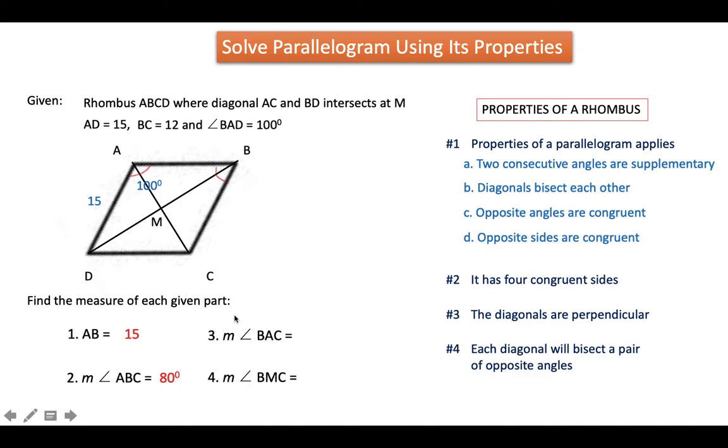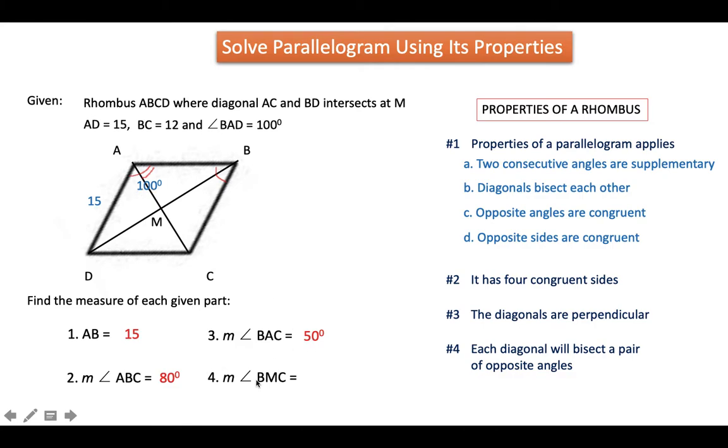For the angle BAC, we are referring to this angle, the BAC. We are only referring to this angle here. That measures 50 degrees. Why? We just cut 100 degrees into its half, which is 50 degrees, because according to property number 4 of a rhombus, each diagonal will bisect a pair of opposite angles. When you say bisect, it will cut into equal parts, or cut into half. So half of 100 is 50 degrees.